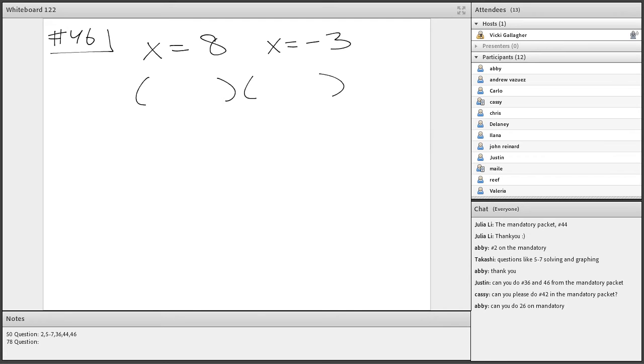To get an answer of positive 8, I had to have had a parentheses with an x minus 8, because then we would add the 8 to the other side, and it would turn positive.